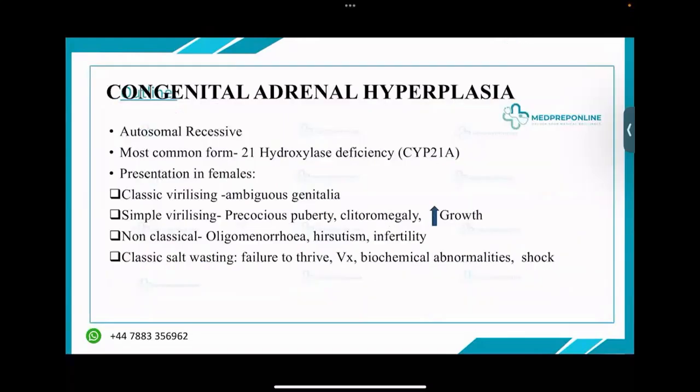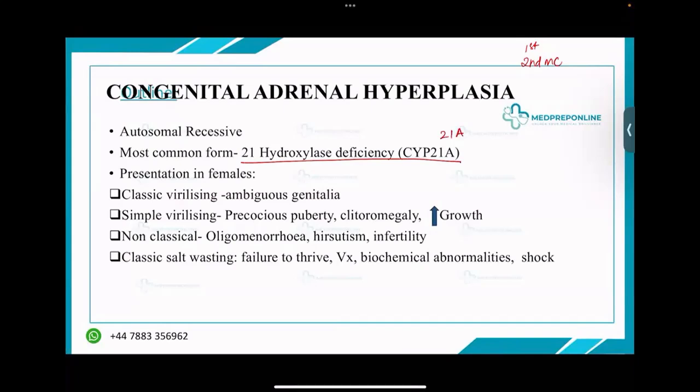Now, congenital adrenal hyperplasia. This condition is basically autosomal recessive, and occurs because of deficiency of enzymes. I find that there's a lot of confusion about this condition and a lot of doubts with regards to the enzymes. So just remember the most common form. In the RCOG, at the most, they'll ask you the first most common or the second most common, which was recently asked. So the most common form is 21-hydroxylase deficiency, which is through cytochrome P21A, which is easy to remember, 21A.